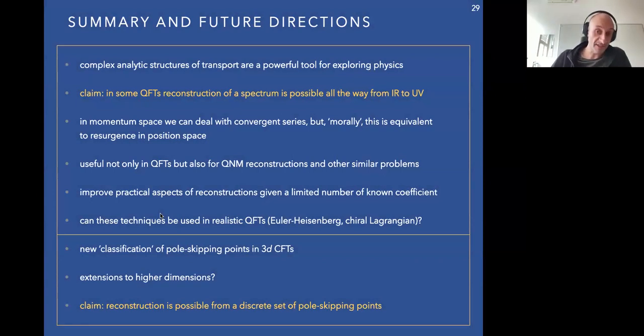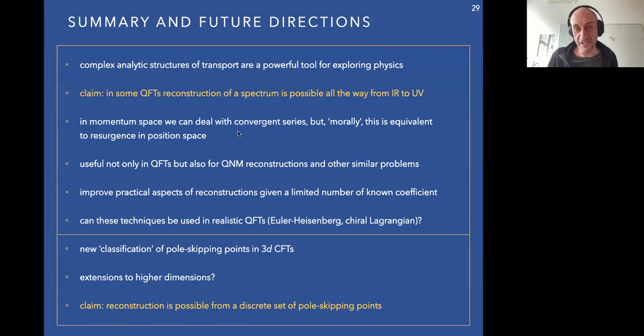So the first claim is that in some QFTs, at least of the type that I was looking at, the reconstruction of the entire spectrum is possible, starting just from the infrared mode all the way to the ultraviolet. Actually, basically the knowledge of any of these modes is enough to reconstruct everything else. It's an equivalent statement. In momentum space, it's nice because we're dealing with convergent series, and we can do this very nicely.